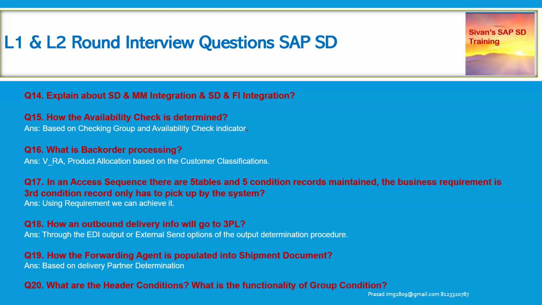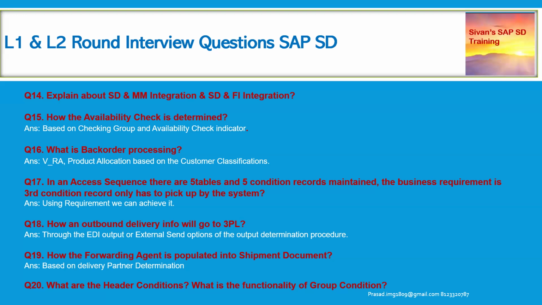Question number 19. How is the forwarding agent populated into the shipment document? So forwarding agent is nothing but a carrier who carries the goods from the business to the customer through the truck or through the transportation mediums by road or by sea. The forwarding agent sometimes will be determined at order level, in the sales order level itself, based on so many parameters like weight or volume.